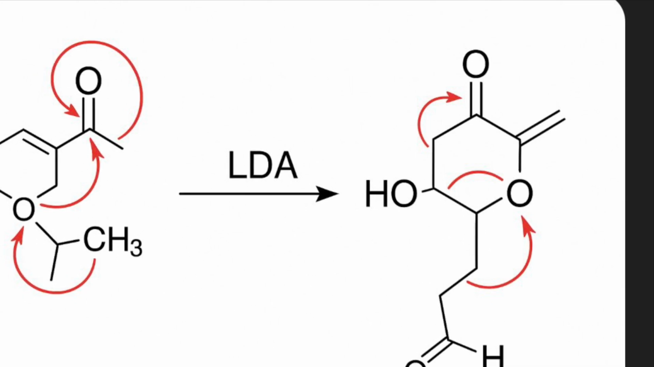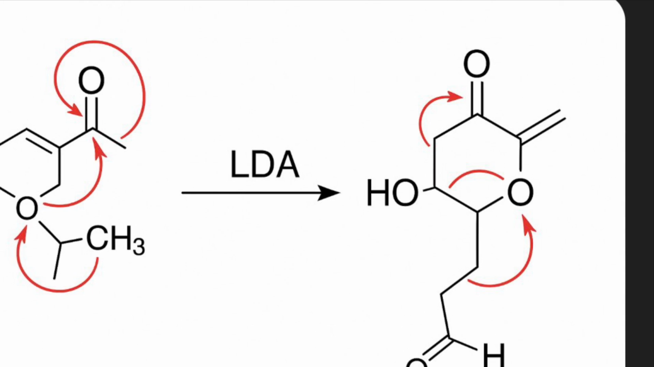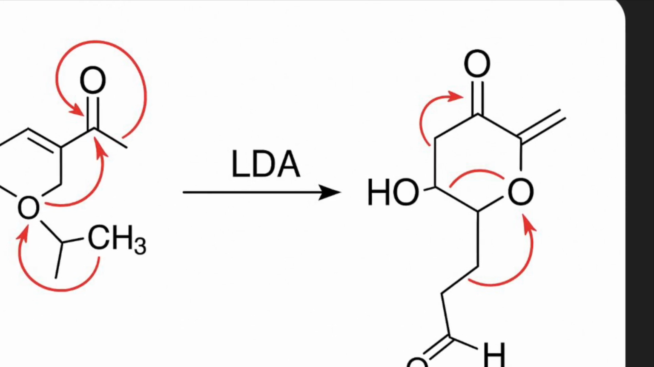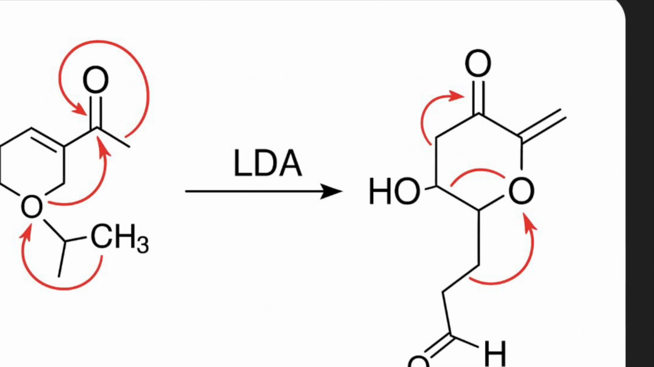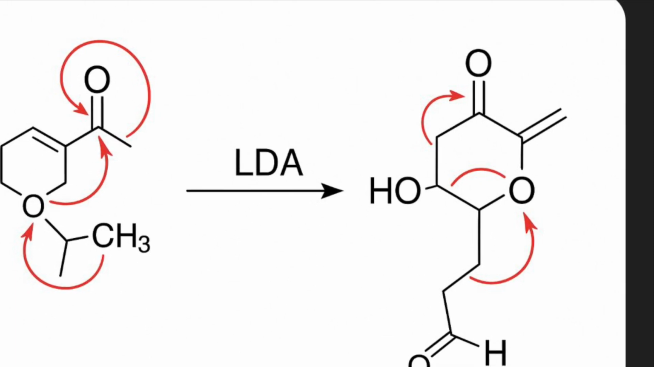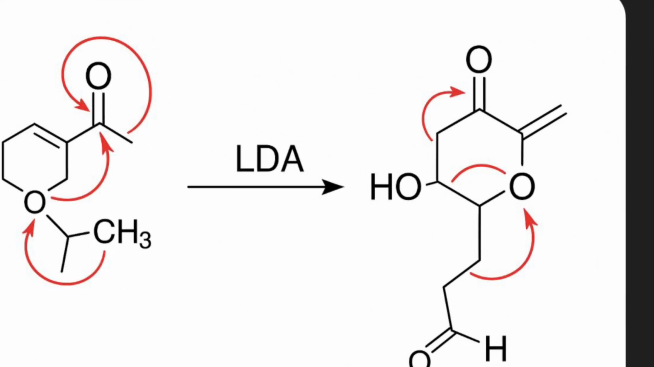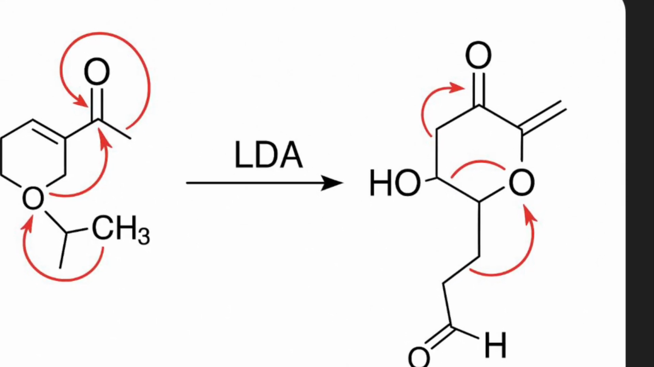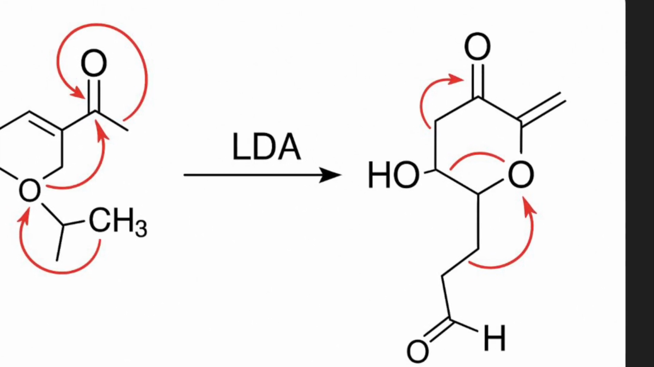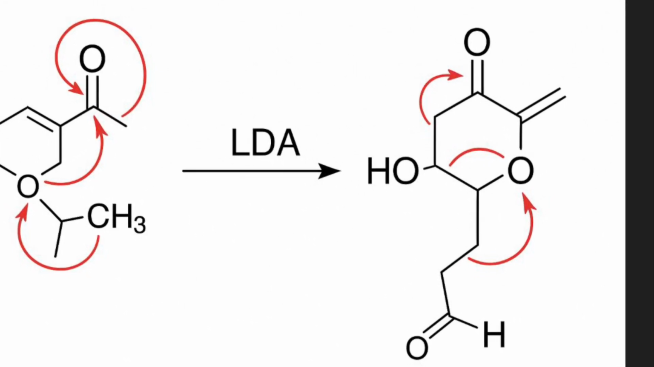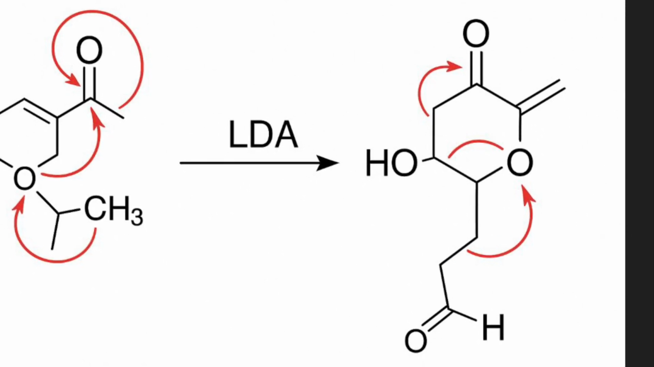In this reaction, LDA is used to deprotonate the alpha hydrogen of the starting ketone, forming an enolate. This enolate is our nucleophile. It has a negatively charged alpha carbon that can attack electrophilic centers, and the electrophile in this case is the alpha-beta unsaturated carbonyl compound, also known as an enone. The beta carbon of the enone is electrophilic due to the conjugation with the carbonyl group.